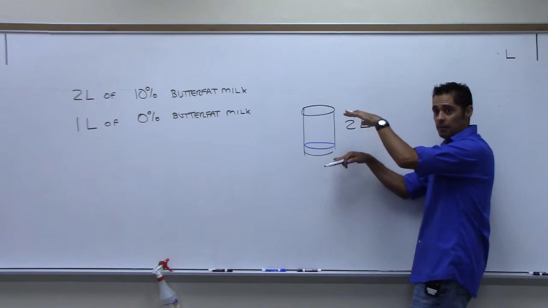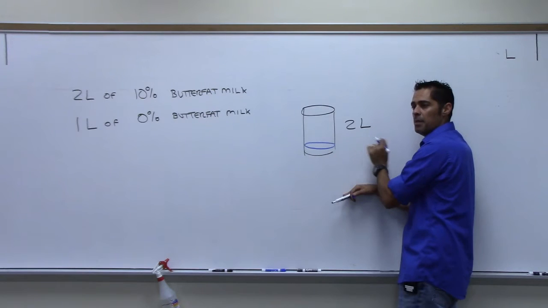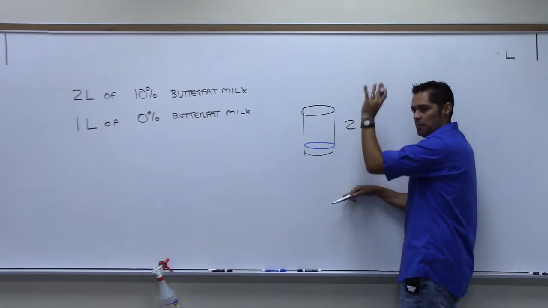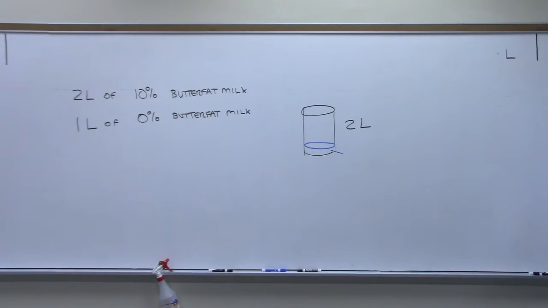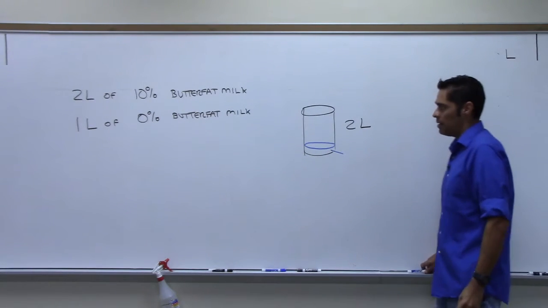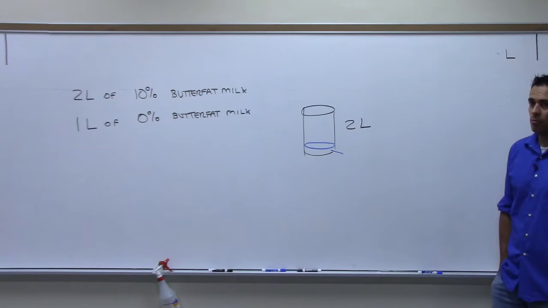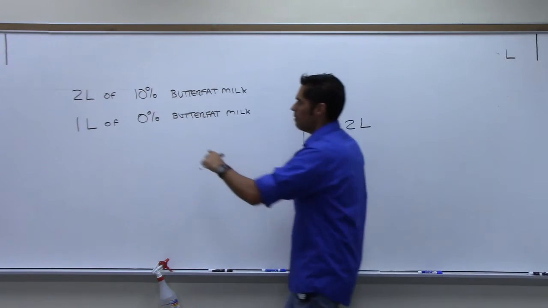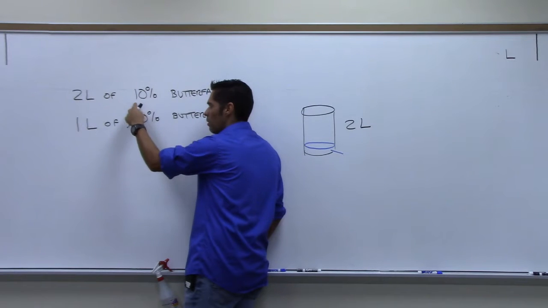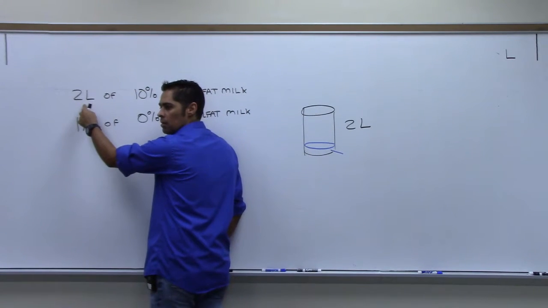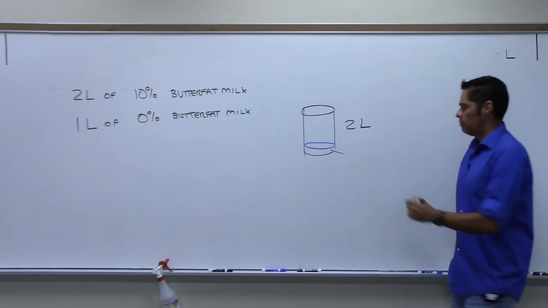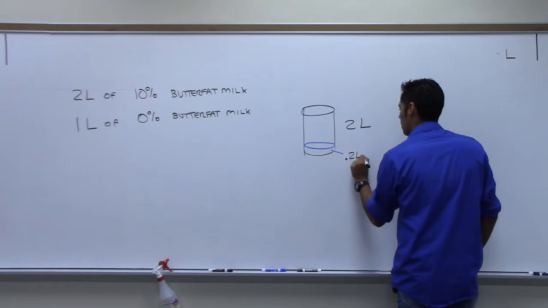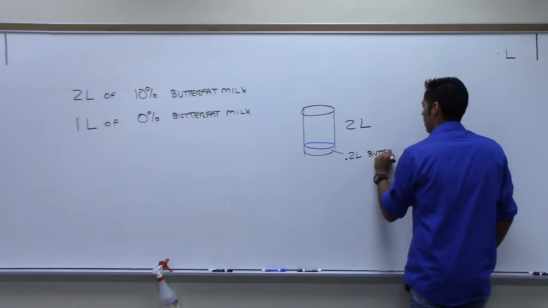If we were able to separate the butterfat from everything else, 10% of it would be butterfat, the rest would be the rest, right? So how much is that in there? How many liters of it? What's the computation you have to do to figure that out? Convert this to a decimal, 0.1, right? 0.10 times 2. So you're saying 10% of 2 liters is what? 0.2. So this is 0.2 liters of butterfat.